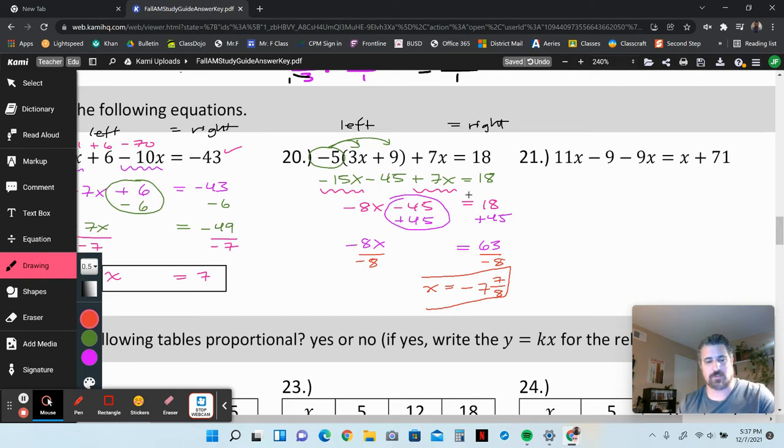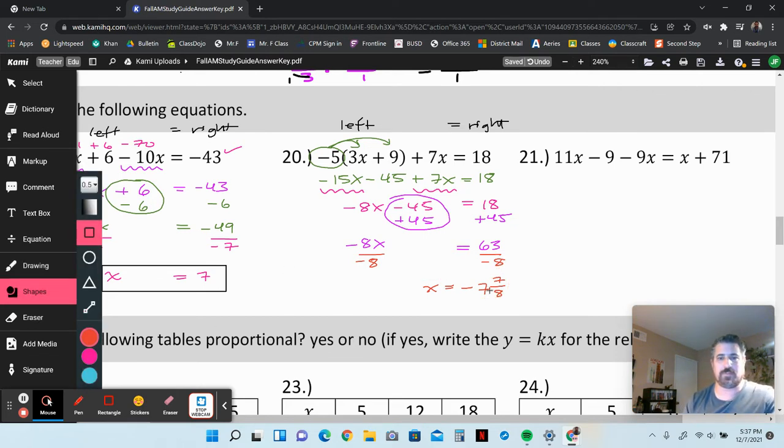This is a really sloppy way of doing the boxing. I'm going to do it with the shape. Better, it looks nicer. Okay, cool. So this is the answer. This is how you do it.